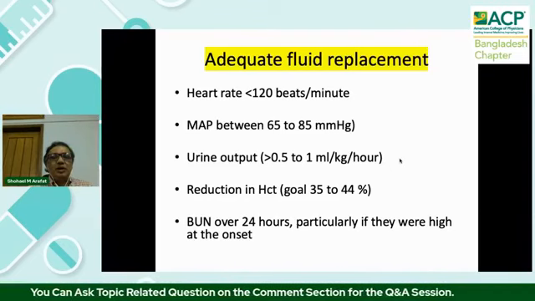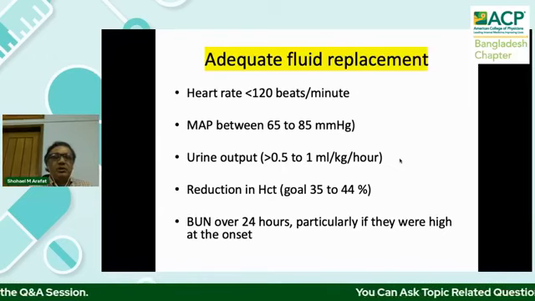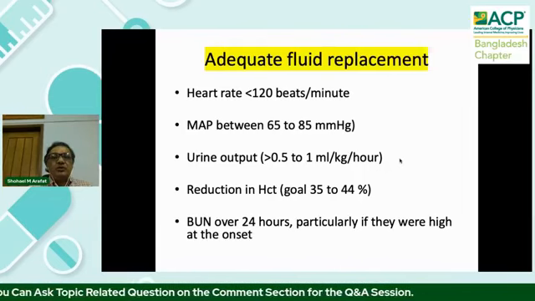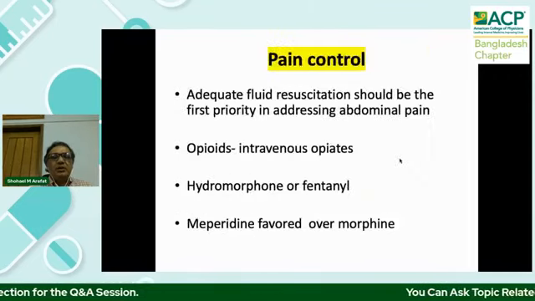Urine output is good enough to maintain an output of 0.5 to 1 ml per kg per hour, and hematocrit is coming down, that's below 44%, and blood urea nitrogen is coming down also, particularly if they are high at the onset. So these are the few points we have to look at during replacement of the fluid in this patient.